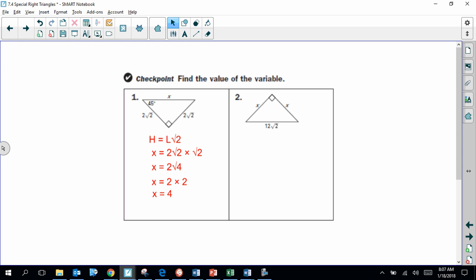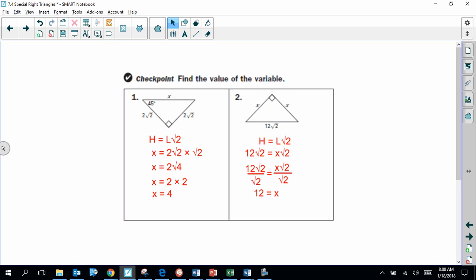So in example 1, we want to know what's the length of the hypotenuse. So we start with the rule. Hypotenuse is equal to the length of the leg times the square root of 2. Substitute your numbers and do the resulting math, and we say that the hypotenuse in this case is going to be 4 units long. For example 2, same thing. Hypotenuse is equal to the length of the leg times the square root of 2. And in this case, when we divide both sides by the square root of 2, they both simplify to be 1. So we're left with the length of the leg to just be 12, kind of like what we saw in example 2.